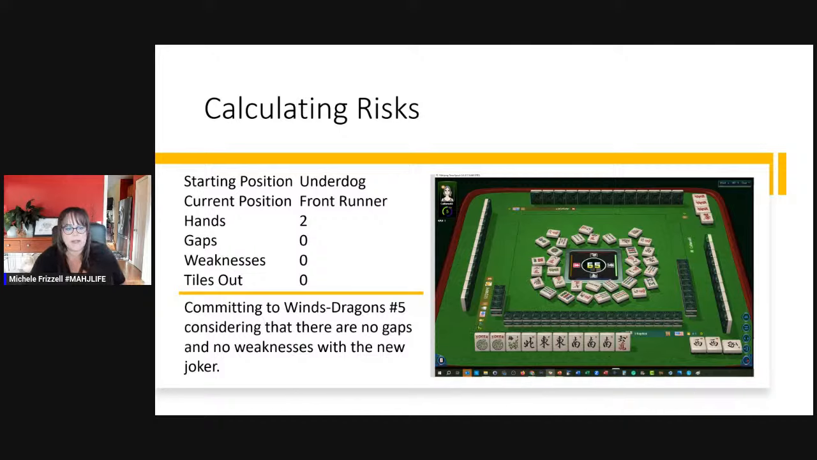So we're now a front runner also, because we're at 65 tiles. So before, the middle of the game is at 60 tiles. So I would say we went from an underdog to a contender to now a front runner, because we're good to go. We're set. We have only one discard.